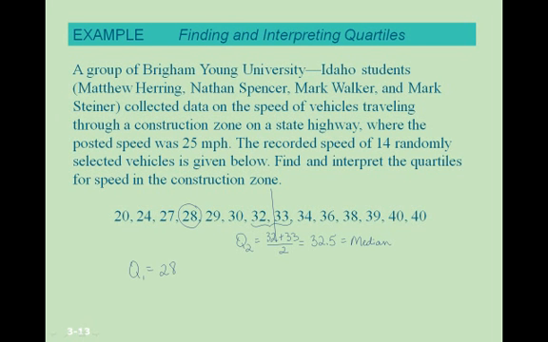And Q3 is the median of the top half. Again, it's an odd number of values, so it's exactly a data set value. So we find the middle value, and we see then that Q3 is 38.